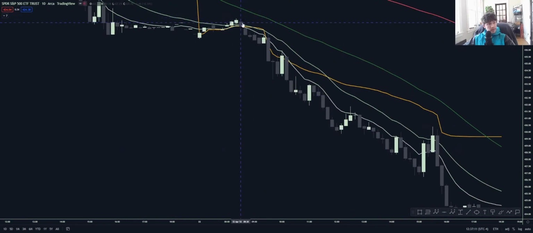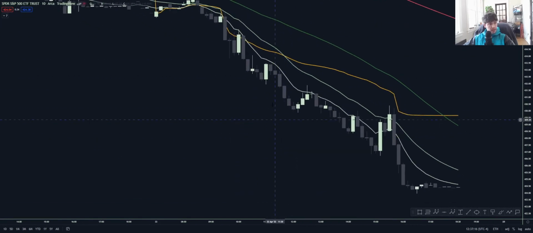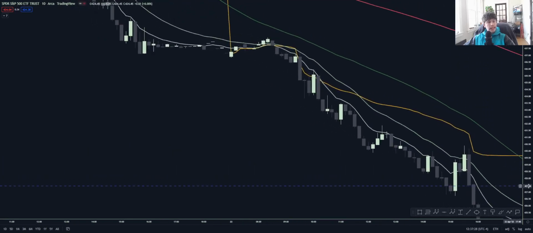Into the next day, we fail the 20 and the 9 again, okay? Reject the 9, we're just riding the 9 down all day. Eventually, finally, what time is this? This is 2:30, 3 o'clock. We finally break above the 20 and confirm above, but immediately get smacked back down.